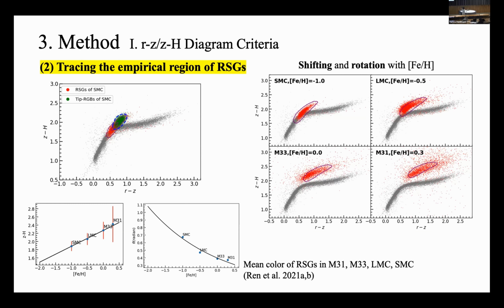RSGs will become bigger as the metallicity decreases. And as shown in the right figure, here we see the traced empirical region fits well to the observed RSGs in different galaxies, from SMC to M31, with different metallicity.